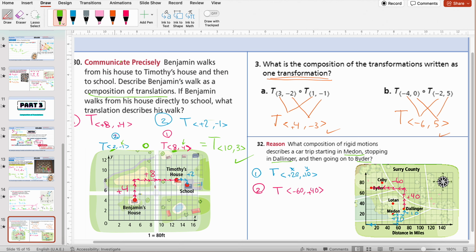How to write the composition? First we write the second, then the first, which is T negative 60, 40, and then the first translation, T 20, 10. In the middle, what do we write? Composition. This equals what? Just combine. Negative 60, positive 20 is negative 40. 40 plus 10 is 50.